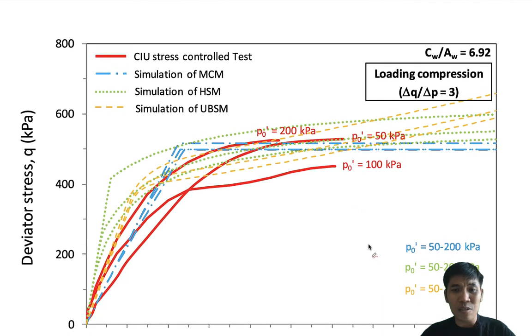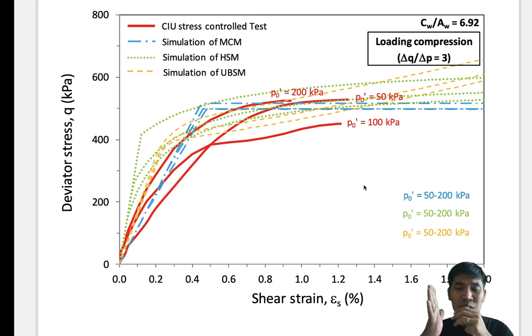Firstly, I try to simulate the deep mixing, or soil cement. I have the result from the triaxial shear test and try to simulate it with different kinds of models. The blue one is Mohr-Coulomb, which goes up to a peak and then stays flat. I also use the hardening soil model, the green one, and the UBC model, the yellow one. This is the result for q and epsilon s.